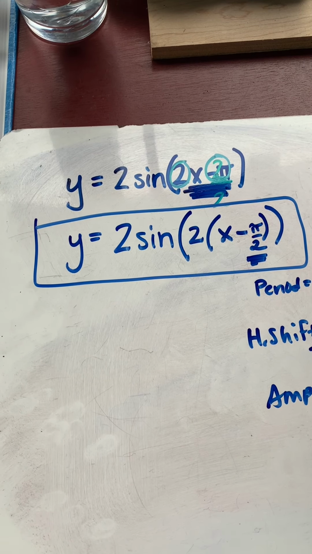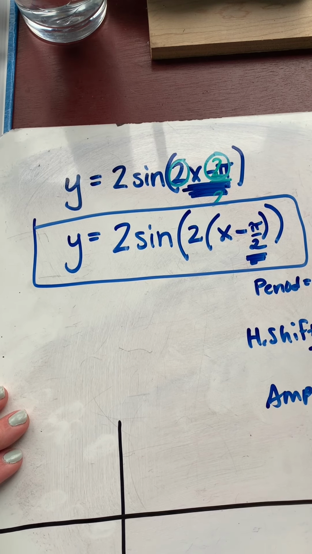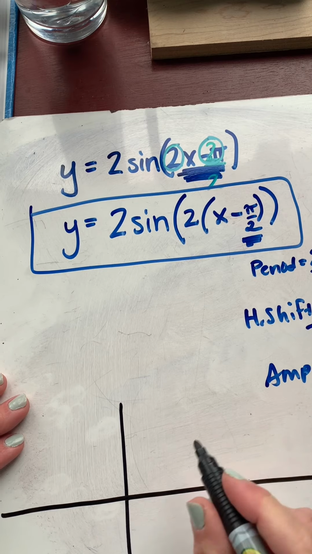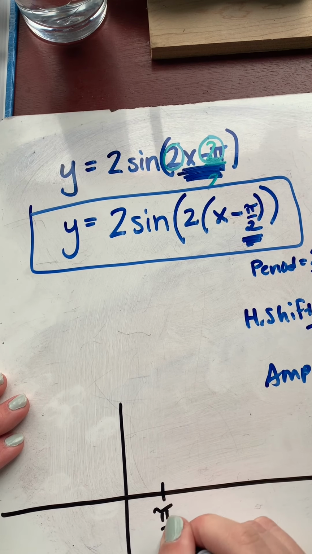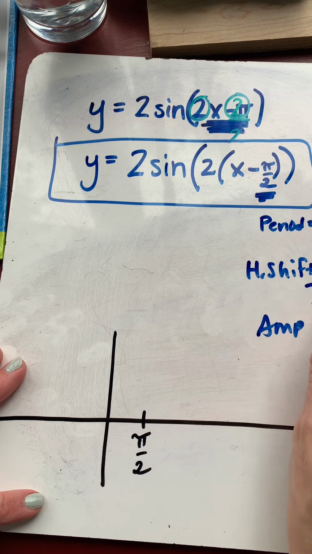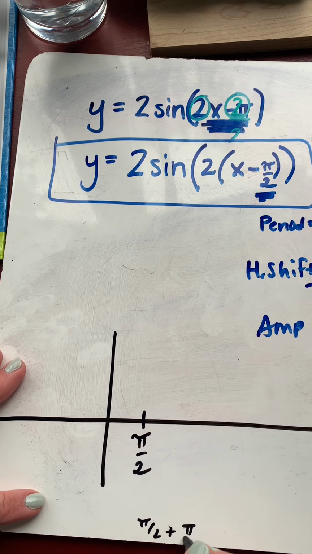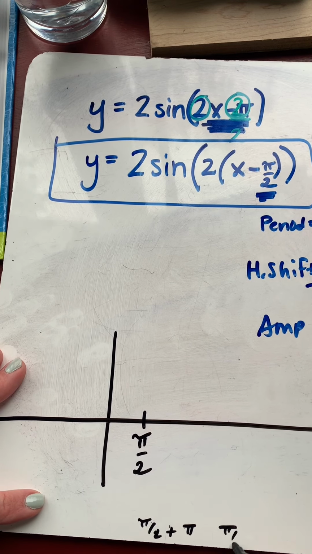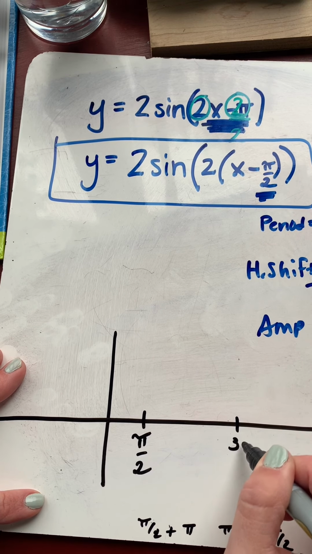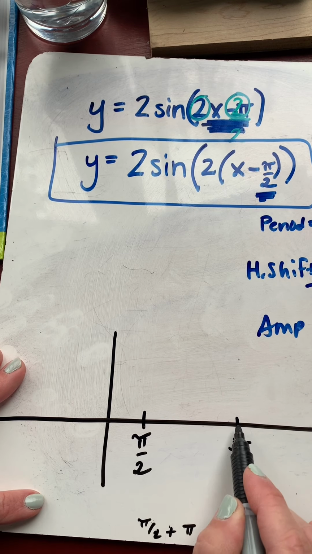So again, you might want to pause it and come back. So I'm going to always deal with that horizontal shift first. Horizontal shift to the right, pi over 2. So I'm starting at pi over 2. And where does one period end? Since the period is pi, I'm going to be taking pi over 2 and adding pi. So pi over 2 plus 2 pi over 2 is 3 pi over 2. That's where one period is going to end, one full up and down and back.